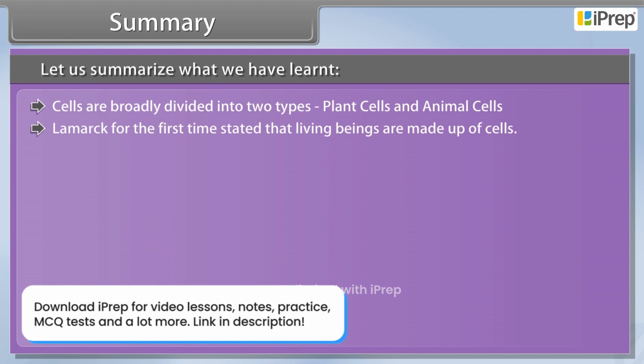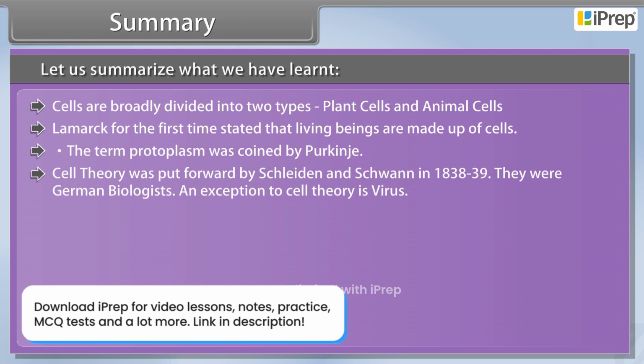Lamarck for the first time stated that living beings are made up of cells. The term protoplasm was coined by Purkinje. Cell theory was put forward by Schleiden and Schwann in 1838 to 1839. They were German biologists. An exception to cell theory is virus.